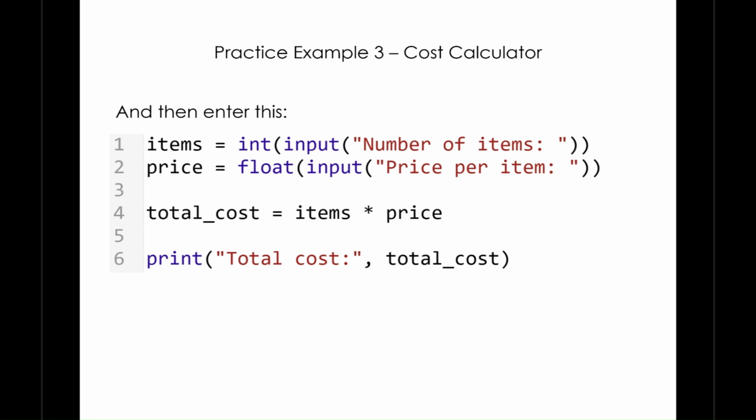Float is used for decimal numbers. This is common for money. So when we take items as an integer and price as a float, we calculate total cost, which is items multiplied by price, and print out the total cost. And the total cost is likely to be a float value too. Pause the video. Make sure you've entered all 3 programs as practice into Create with Code.